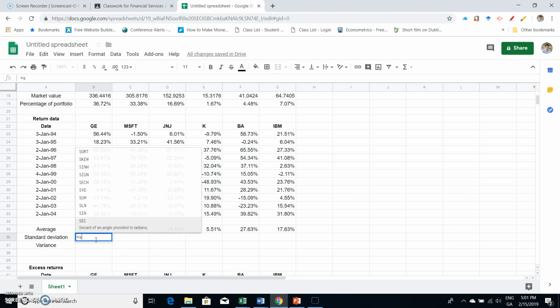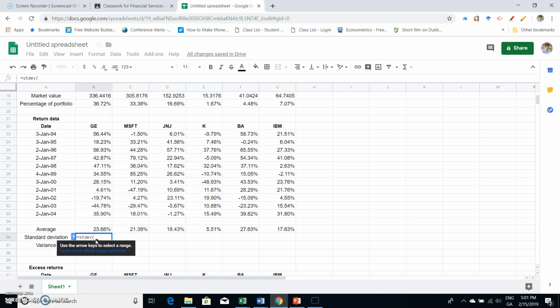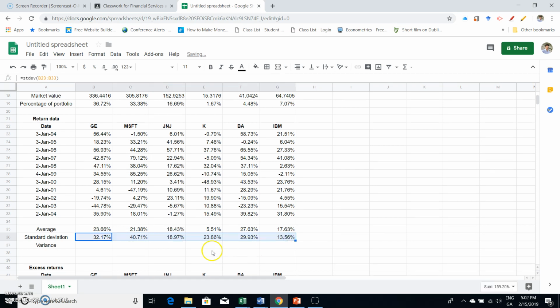Well, that can be obtained. Standard deviation, open bracket, and then we just drag down, close the brackets, and we can drag across. So we get 3217. Okay, so these estimates are things we will look at as we proceed.